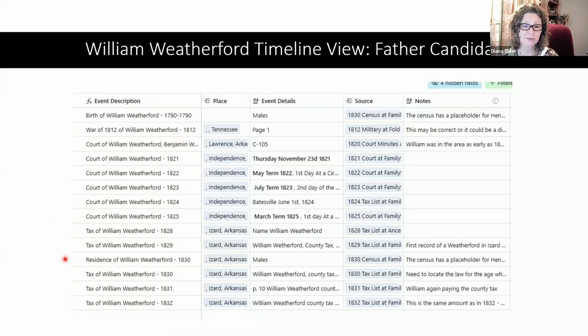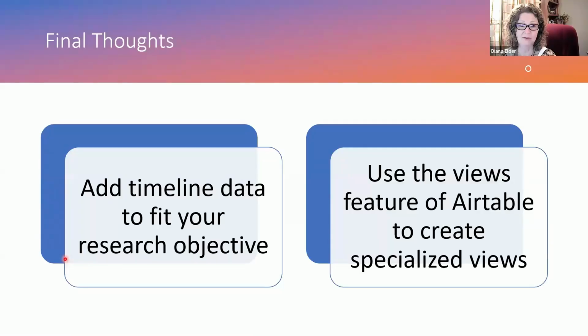So there are so many different ways we can set things up, and it really does come down to what we feel like will work best for our project. So some final thoughts: really think about your research objective and then add the timeline data to fit that. If you feel like your research objective needs you to put in all of the data of the children or all of the data of the siblings, you certainly can do that. If you don't feel like you really need that for this objective, then just leave it out.